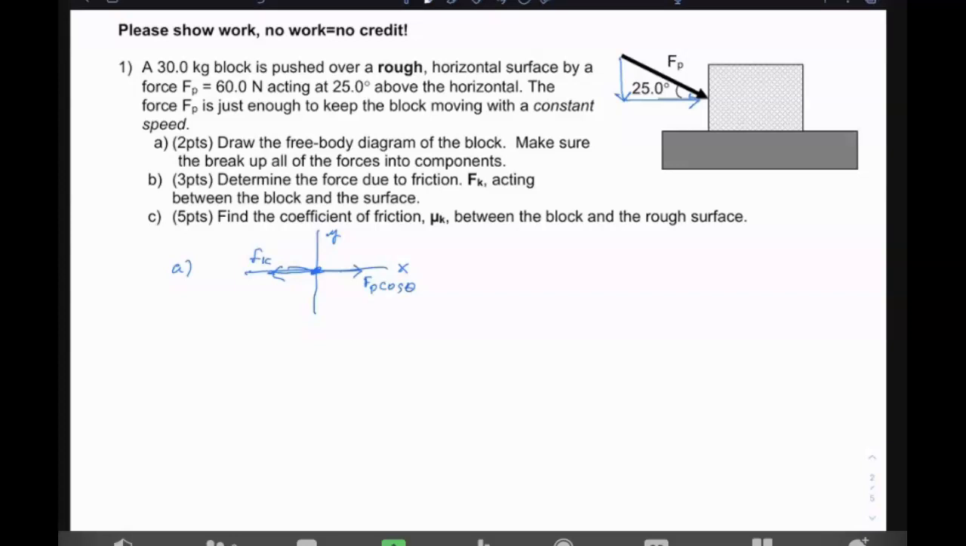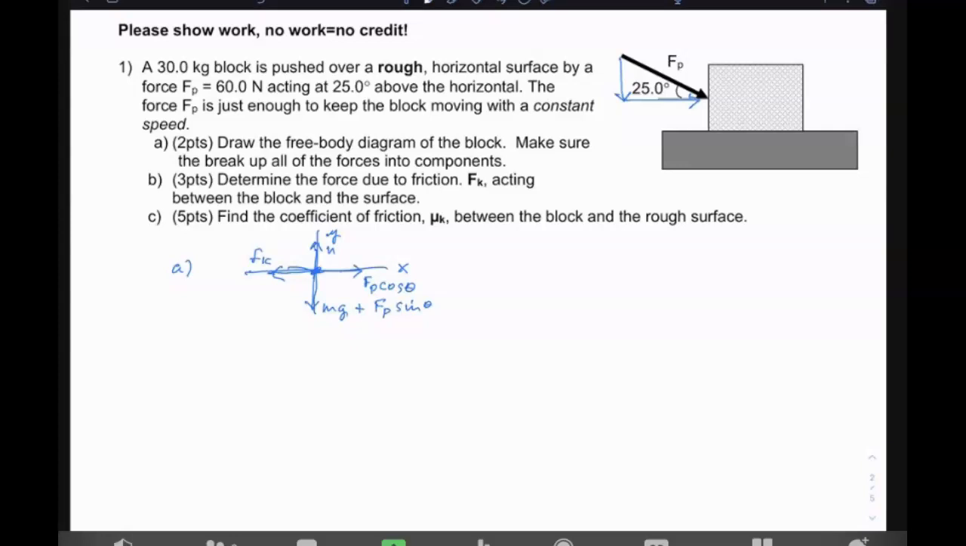Then acting in the plus y direction, we have a normal force. And acting in the minus y direction, we have the weight of the block plus we have the y component of F sub p. And these forces must balance. That is, N going up must equal mg plus F sub p sine theta going down. So that's part A.